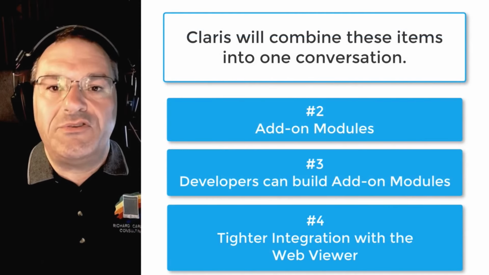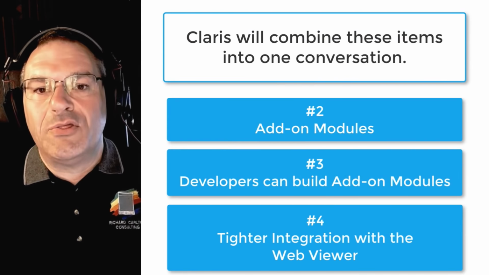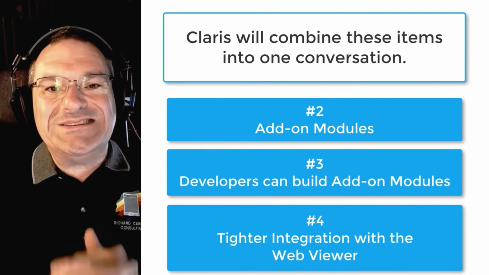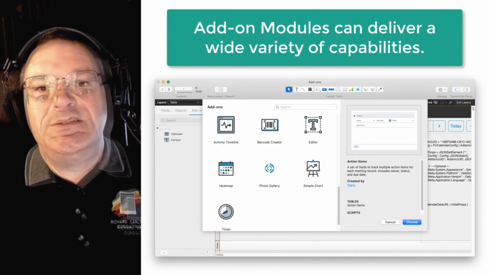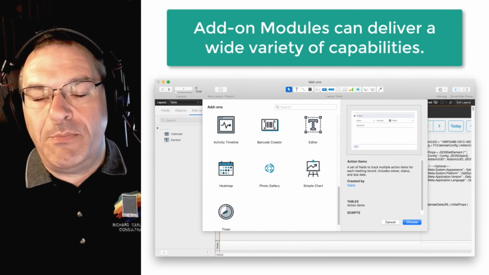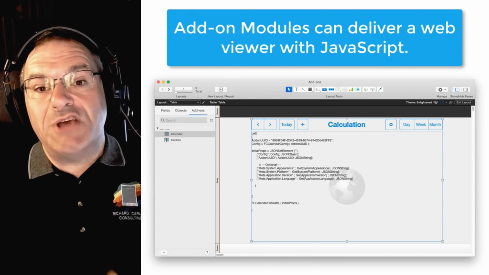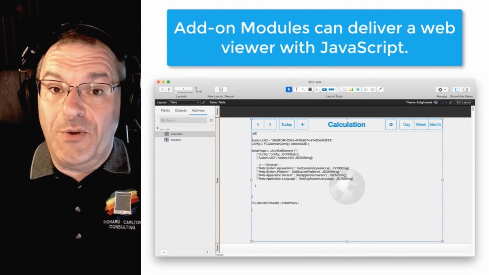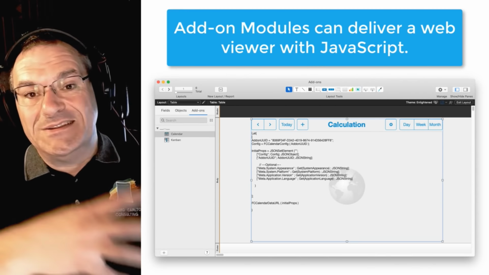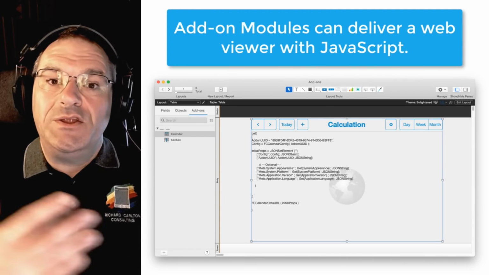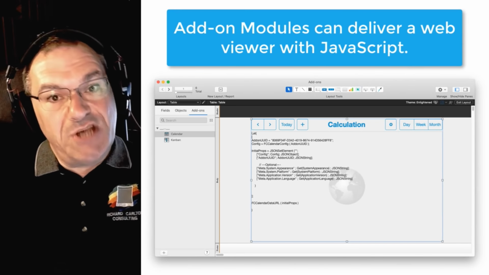Now, when you hear Claris talking about FileMaker 19, they will frequently take items number 2, 3, and 4 and mix them into a single conversation. What's important to understand is that add-on modules can deliver a wide variety of capabilities to the FileMaker platform. They can deliver a WebViewer with JavaScript code in it, which is really great. In fact, that's the ultimate culmination of these new capabilities, is delivering that seamlessly. However, you can use add-on modules to deliver all sorts of things, not just WebViewers with JavaScript.